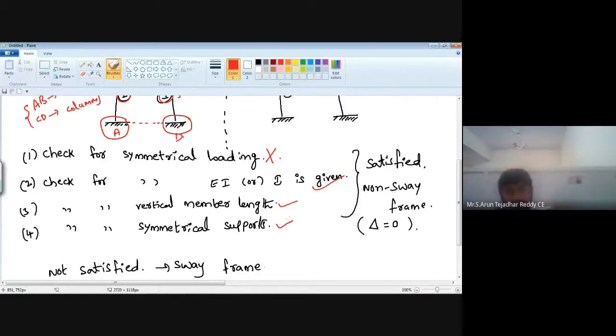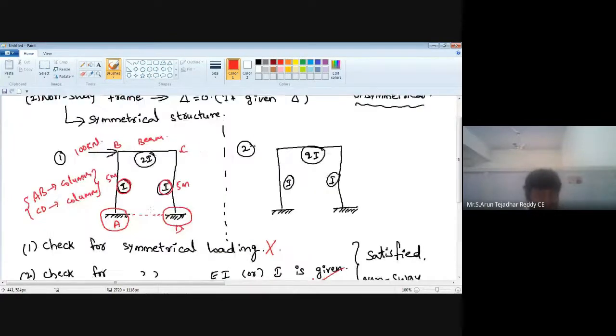See, we have just checked four conditions. In these four conditions, only three are satisfied and one condition is not satisfied. It means that type of structure is called a sway frame structure. One is not satisfied, so obviously it is a sway frame.